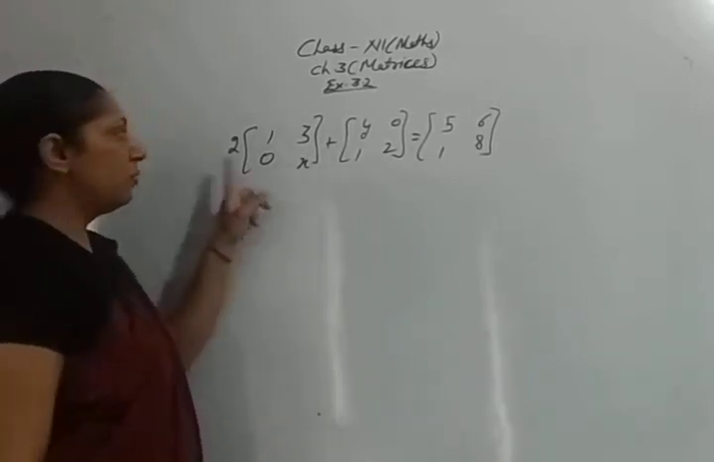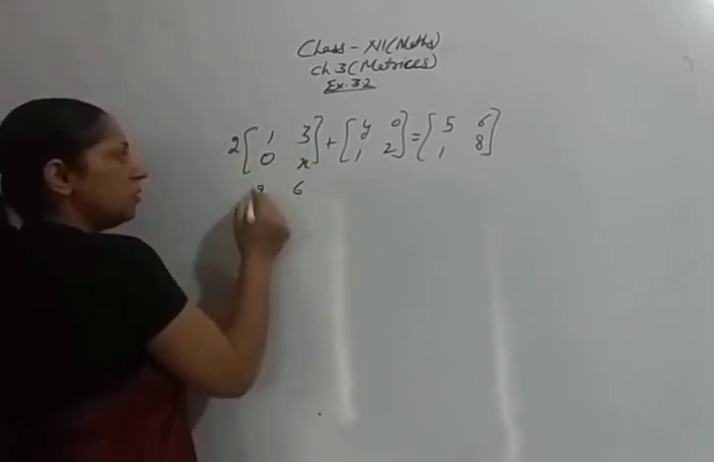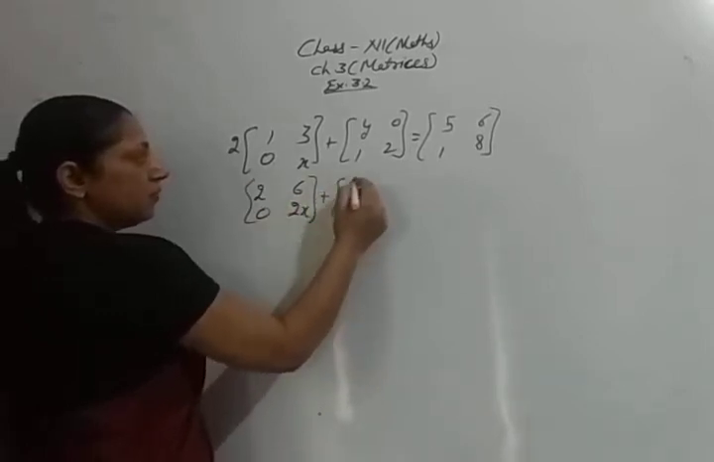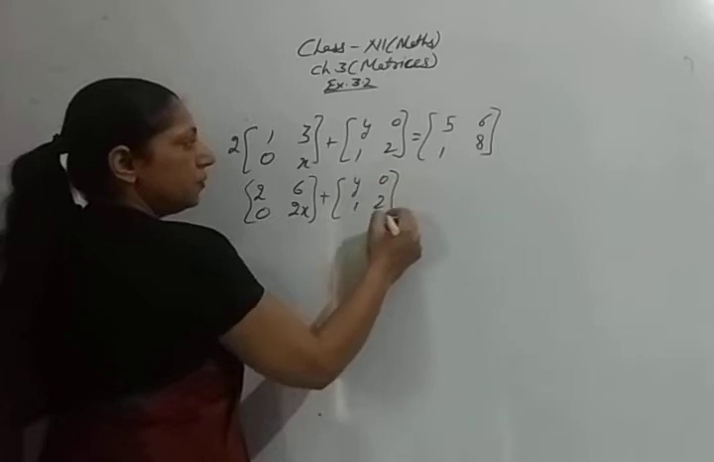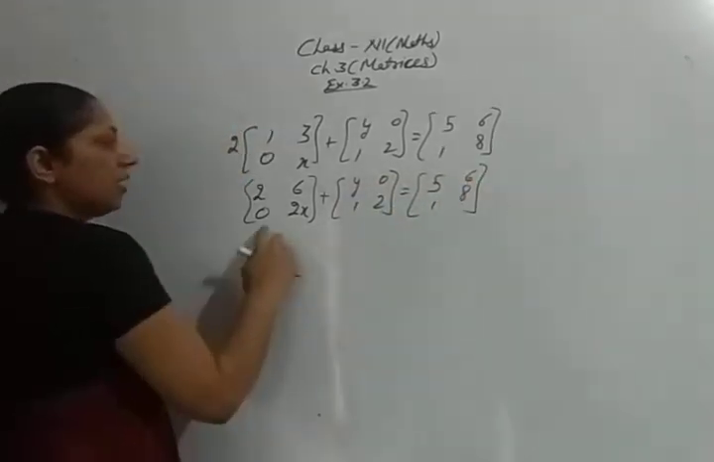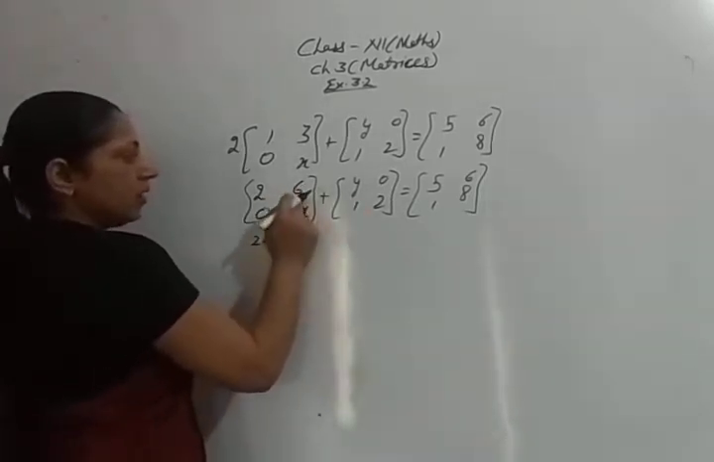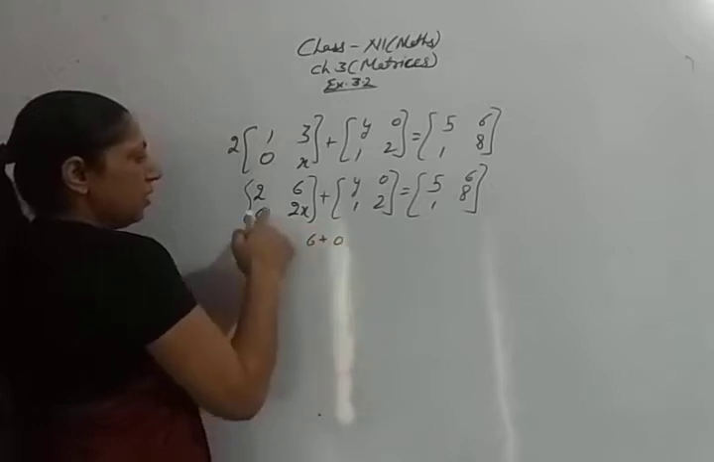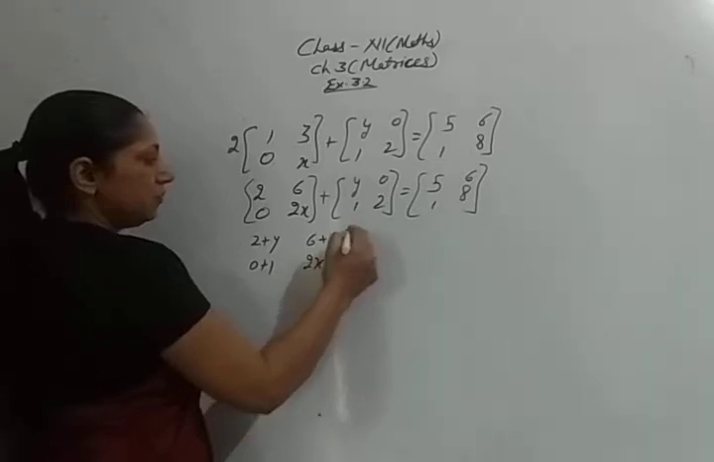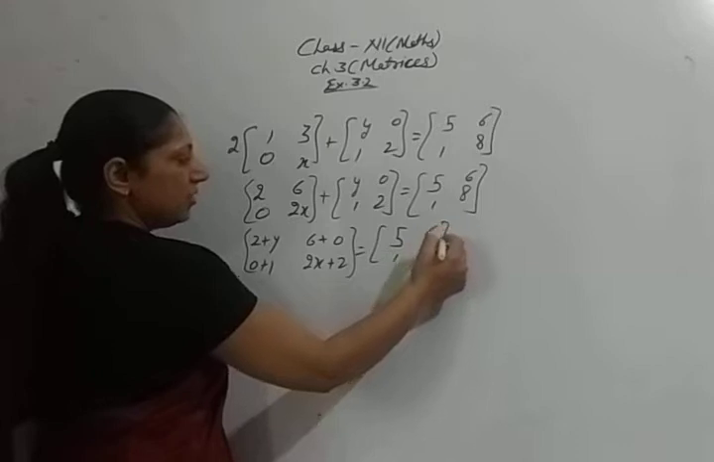First we have to multiply 2 with this. So 2 times 1 is 2, 2 times 3 is 6, 2 times 0 is 0, 2 times x is 2x, plus the matrix y 1, 0, 2 is equal to 5, 1, 6, 8. Now add these two matrices. So it's 2 plus y, it's 6 plus 0, it's 0 plus 1, it's 2x plus 2. So this is equal to 5, 1, 6, 8.